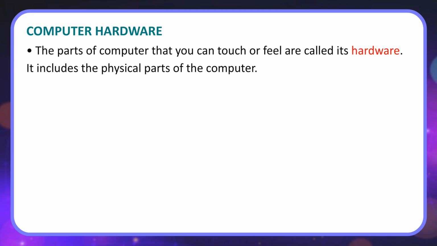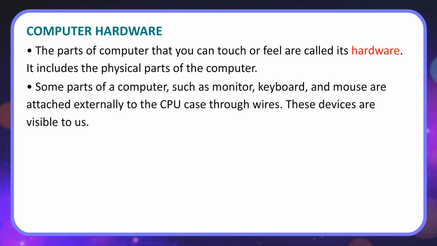Computer hardware. The parts of computer that you can touch or feel are called its hardware. It includes the physical parts of the computer. Some parts of a computer, such as monitor, keyboard, and mouse, are attached externally to the CPU case through wires. These devices are visible to us.